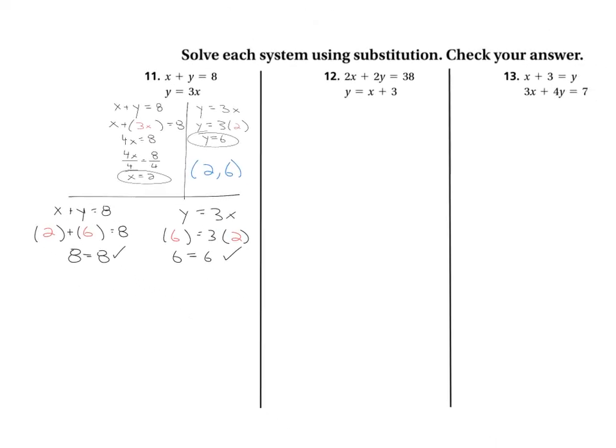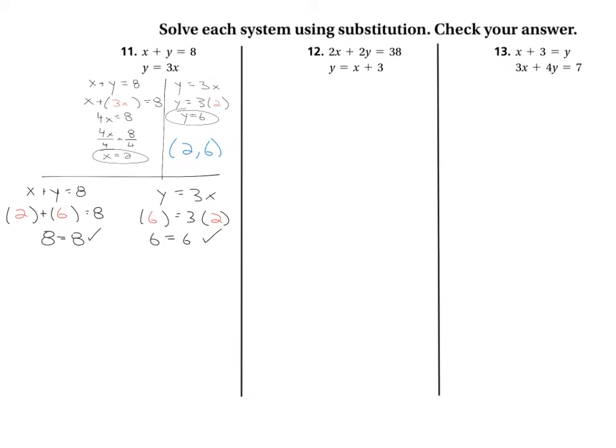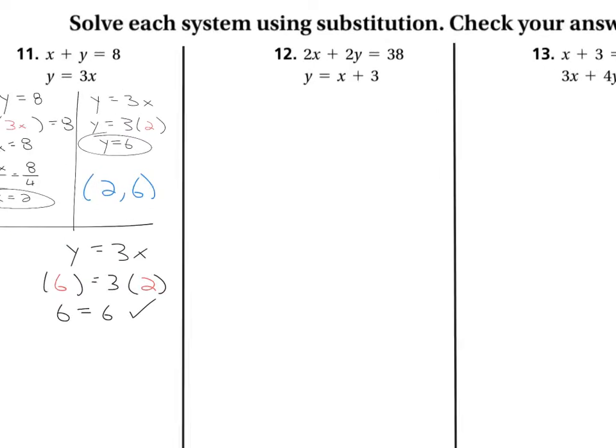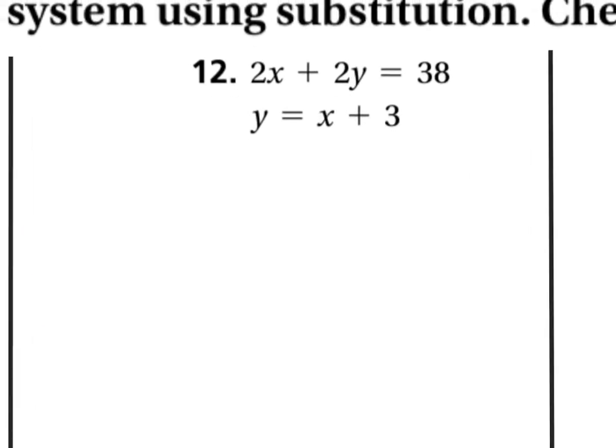Check. Okay. So we've solved that problem by plugging in 3x for y, and then solving out for x, and then using that x value to find what y is. And then we have an ordered pair, and we proofed it. There. So that's how you do the first one. We're going to do the second one the same way.